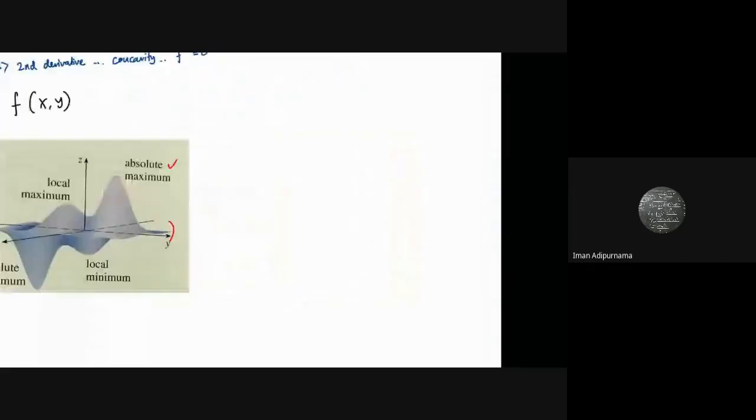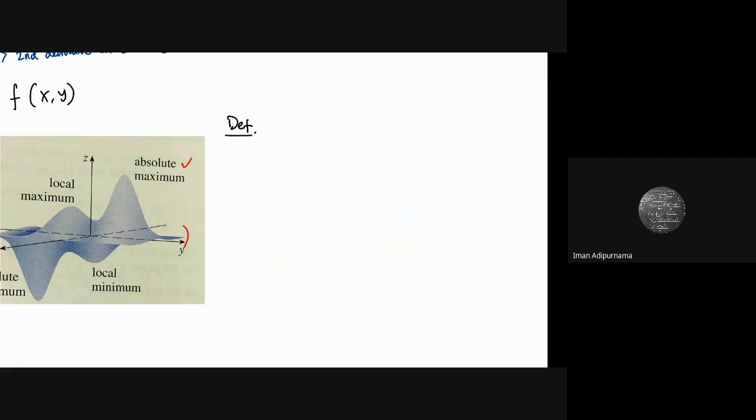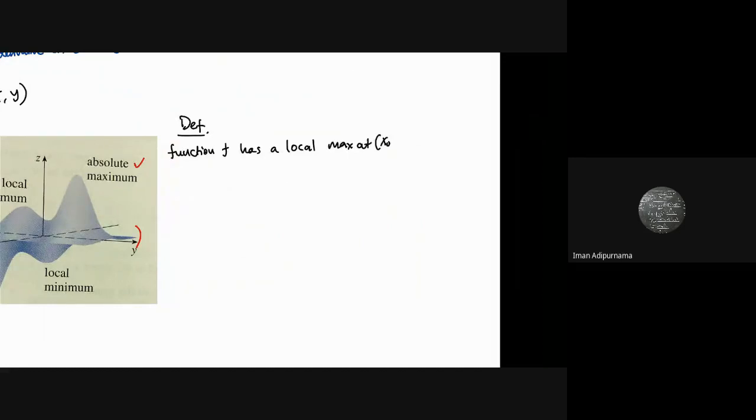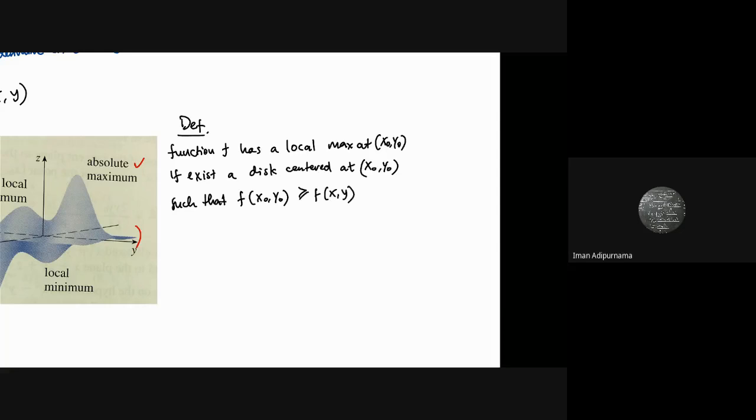Okay, let's take some definitions here. The general definition: function f has a local max at, let's say, this point x0, y0, if there is a disk centered at x0, y0 such that f is greater than or equal to f of x, y for all points x, y in the disk. So the disk is kind of like the restriction area that we want to observe.